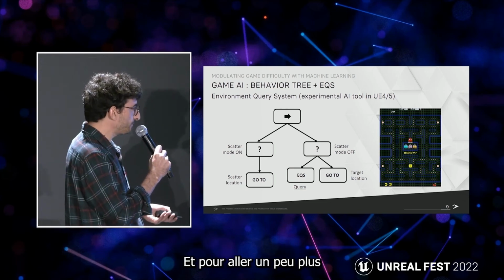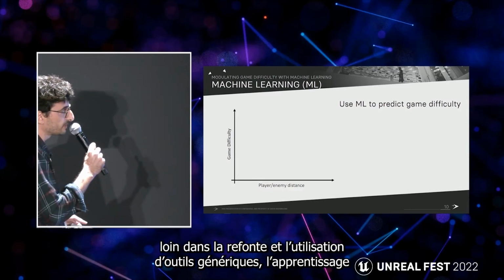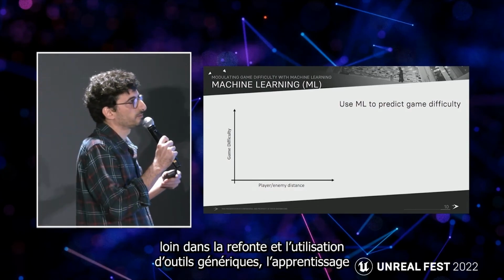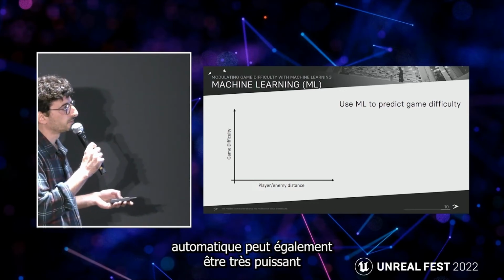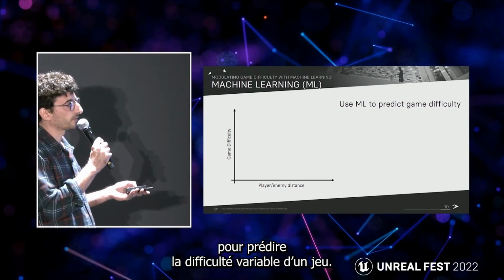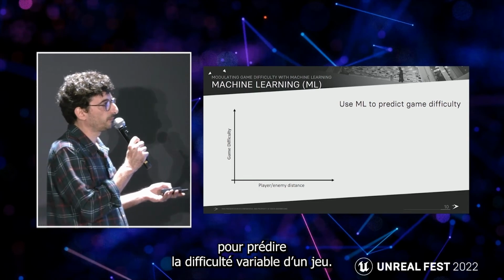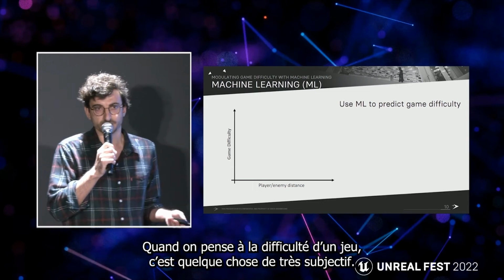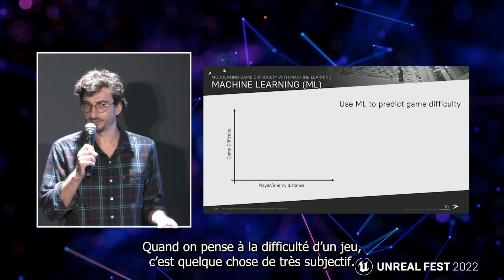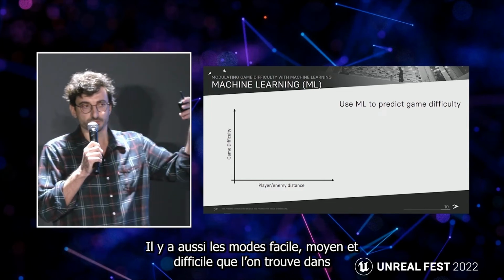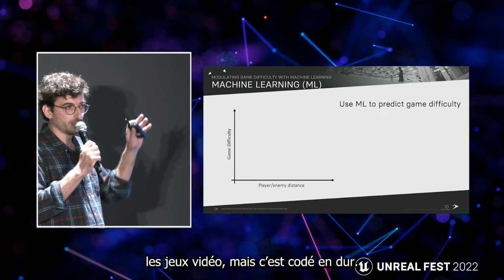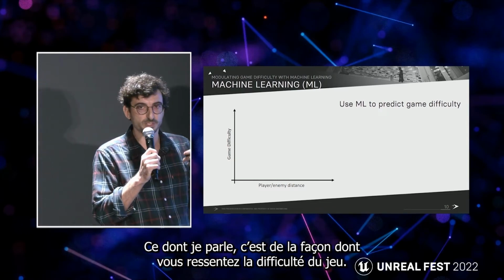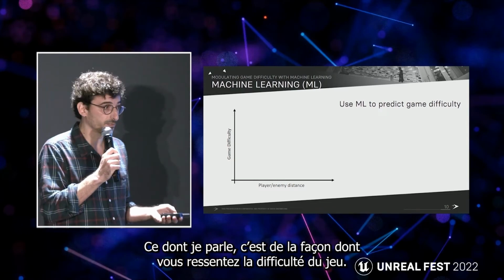And going a bit deeper on that, to refactor and to have a generic tool, machine learning can also be very powerful to predict variables like game difficulty. When you think about that, game difficulty is something very subjective. You also have the easy, medium, hard mode that you find in video games, but that's hard coded. And what I'm talking about is really how you feel the difficulty in the game.